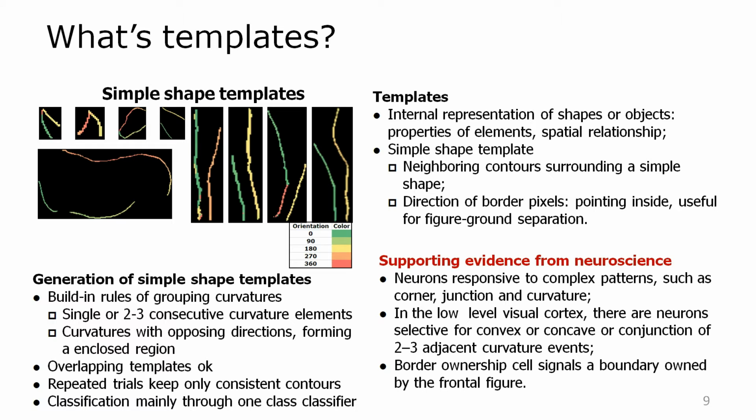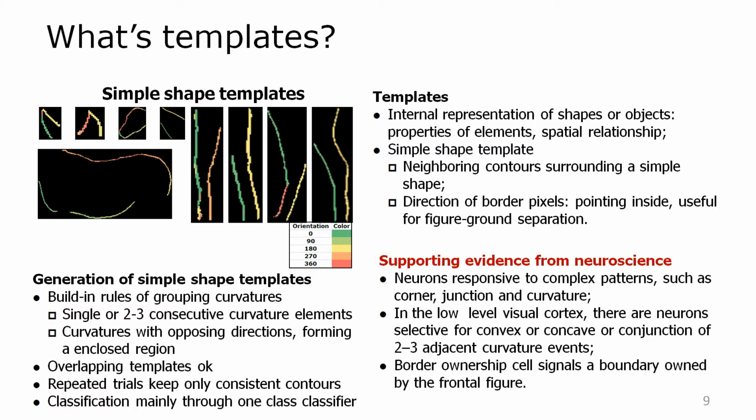This is consistent with the finding that in the lower visual cortex, there are neurons selective for convex or concave curvature, or conjunctions of 2 to 3 adjacent curvature events. Curvatures with opposing directions surrounding an enclosed convex region tend to be grouped together. It's okay to have overlapping templates. One curvature may be involved in multiple templates.